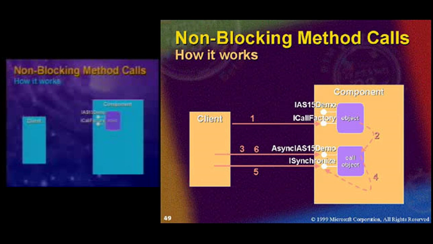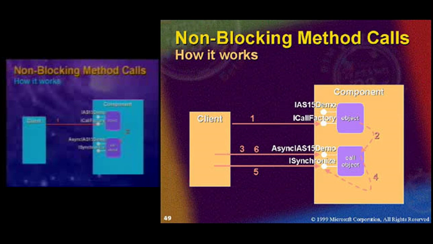First of all, you'll notice that the object in this component has both an interface that looks like it might be specific to the component and something called iCallFactory. iCallFactory is a new standard interface in COM+, and it is used to create something called a call object. Every call can have a call object associated with it. So what happens is the client is going to ask for the iCallFactory interface on a particular object, and then it's going to call a method called createCall.